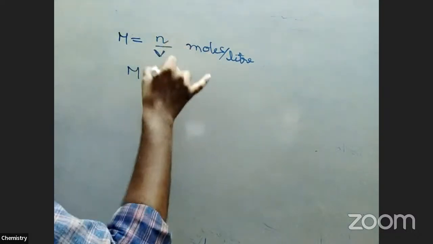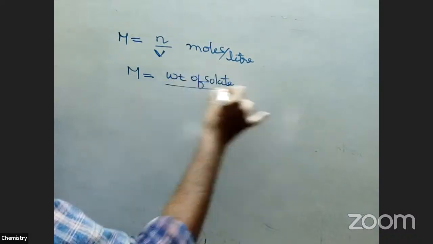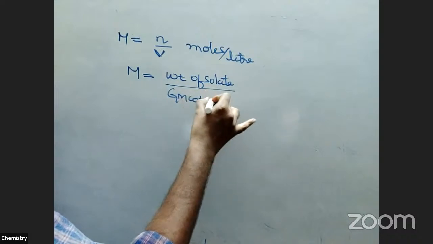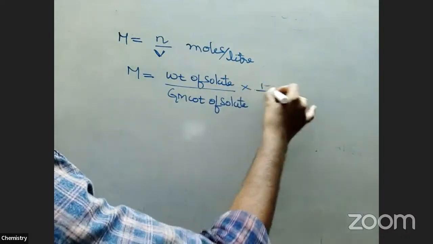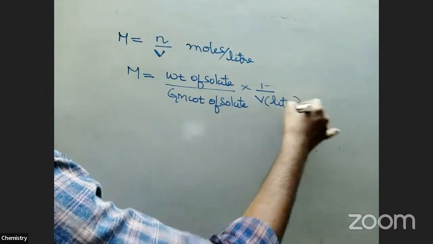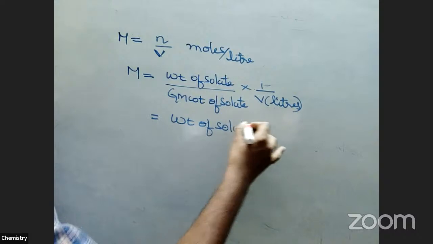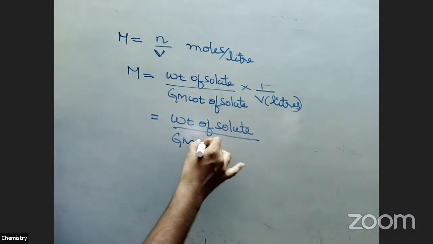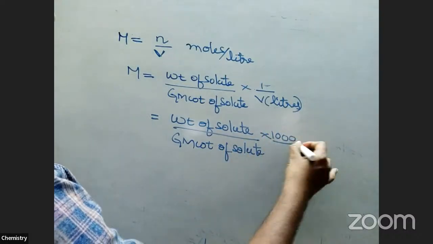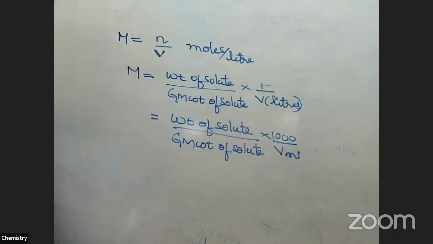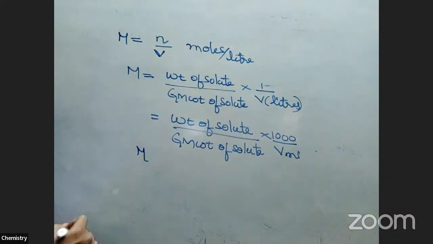We write a formula. We know that number of moles is equal to weight of solute by gram molecular weight of solute, into 1000 by volume in milliliters. We use this general formula for molarity.